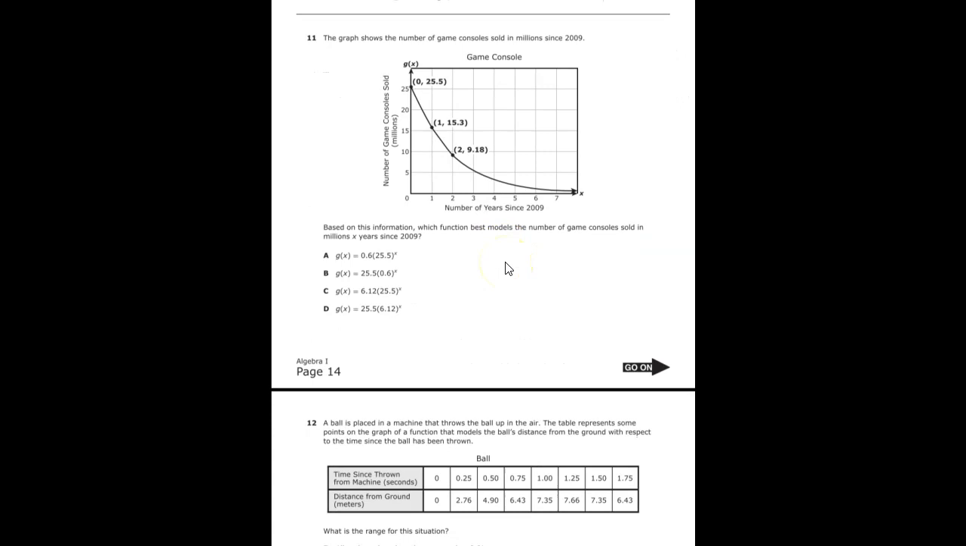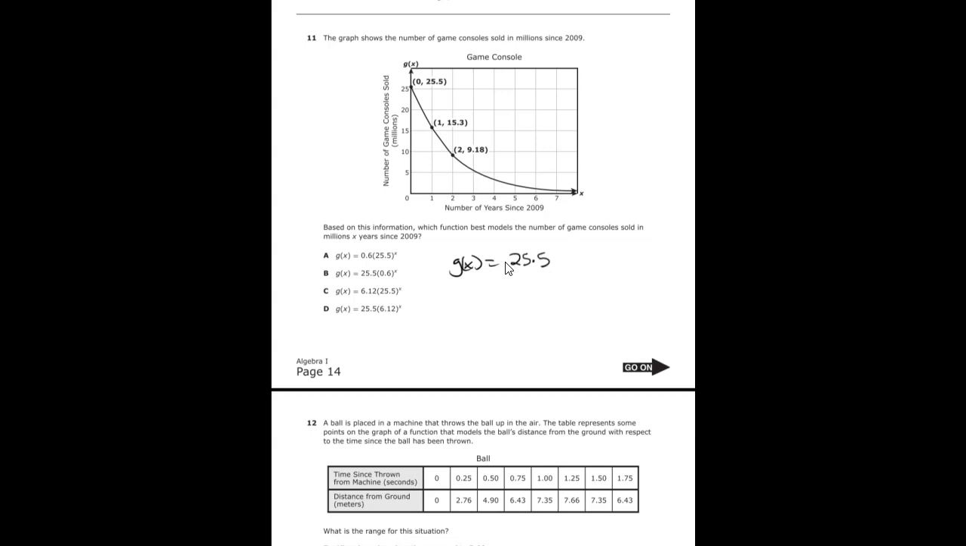Number 11, it says the graph shows the number of game consoles sold in millions since 2009. So what we can see here is from 0, we start off at 25.5. So I'm going to start with g of x is 25.5. But what you're seeing here is that there's a reduction year over year. So let's see from 25.5 to 15.3.